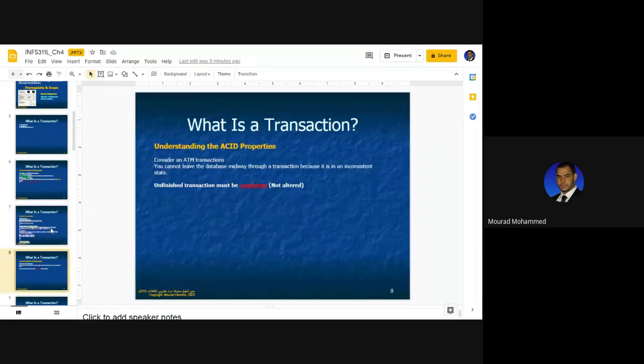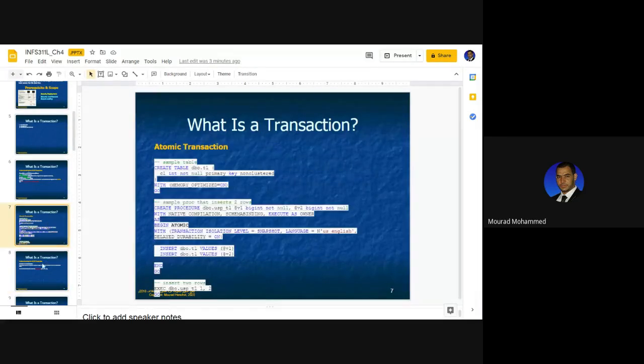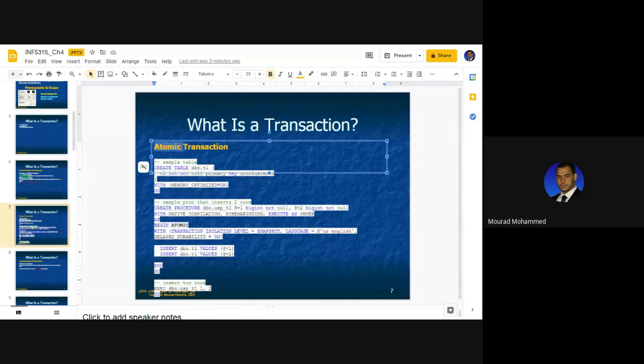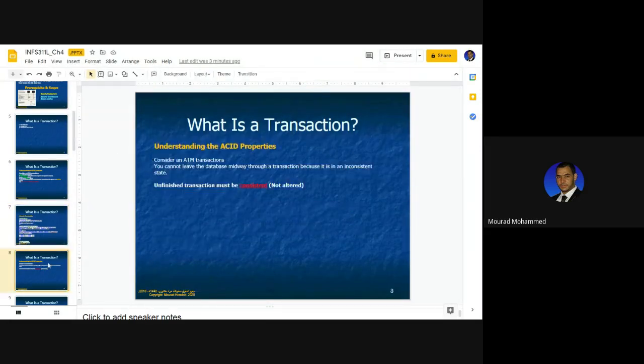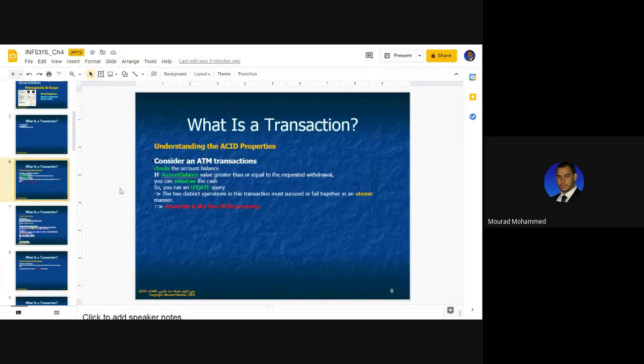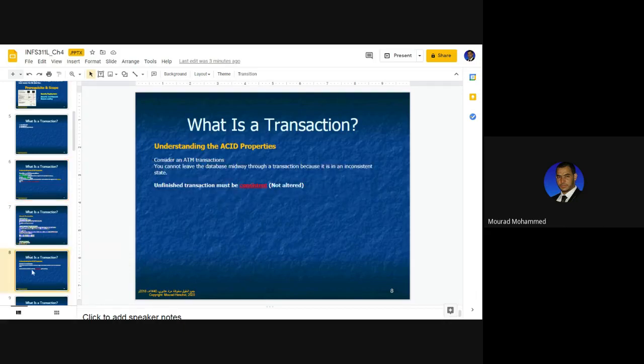Now we discussed one of the properties that the transactions have to have. The SQL, let's say, the T-SQL process has to have atomicity. The second property is the C, the consistency. We talk about the same example, the ATM machine withdraw.